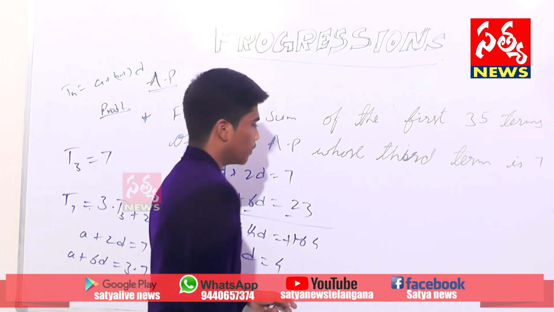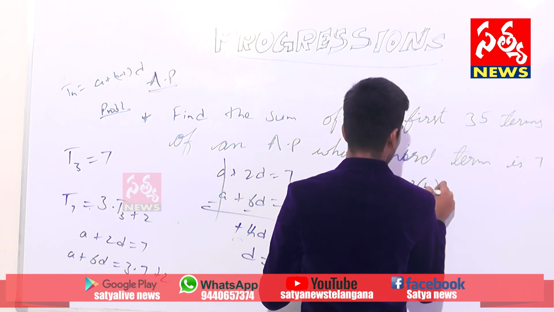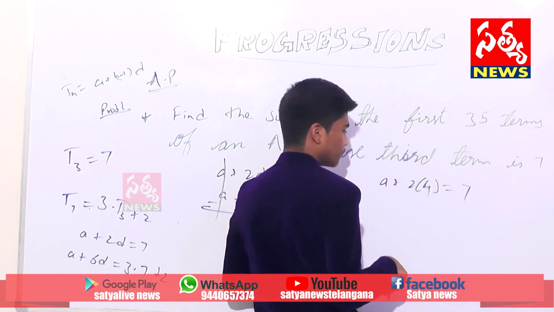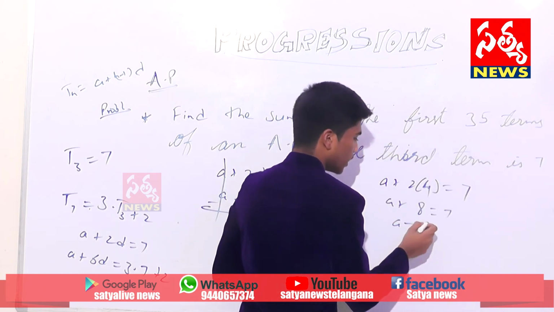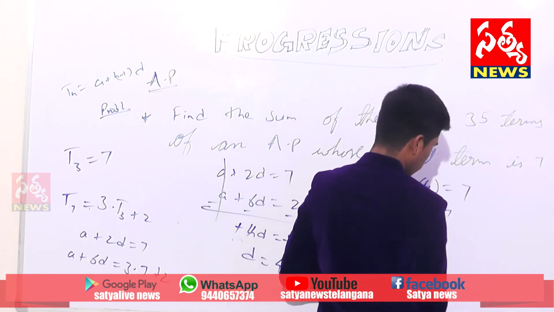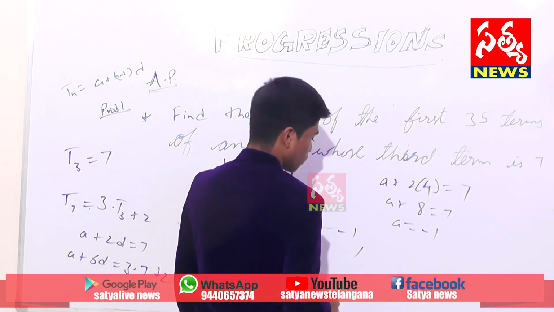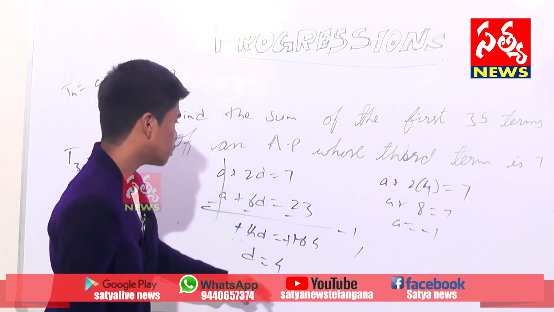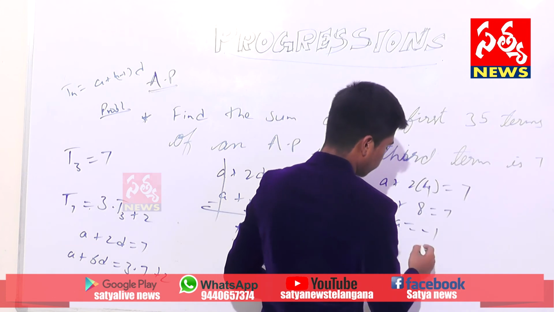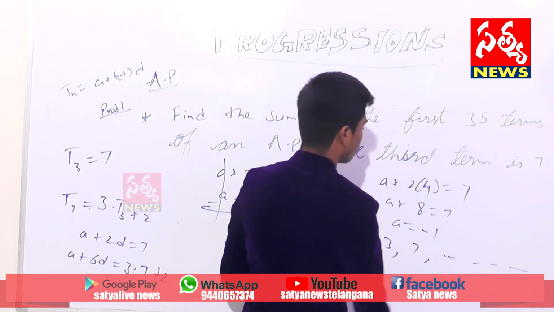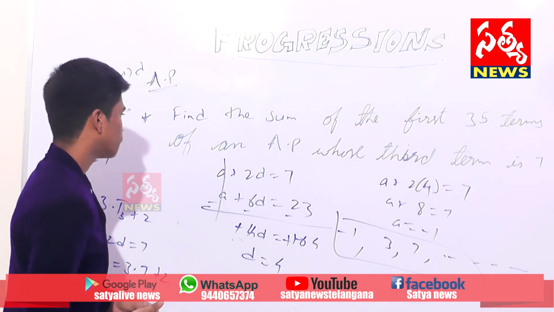Now we got the value of D. D is the common difference, right? A plus 2 into D equals 7. D value is 4. 4 2s are 8. A plus 8 equals 7, so A equals 7 minus 8. A equals minus 1. Okay? So now the AP is minus 1, plus 4 is 3, plus 4 is 7, and so on, which is our AP. The first term is minus 1.